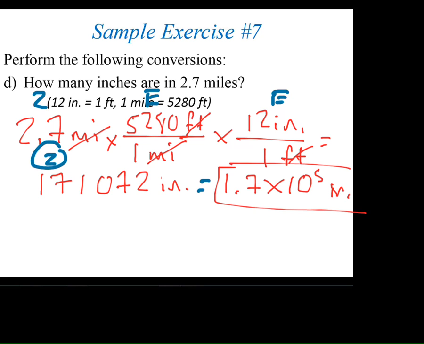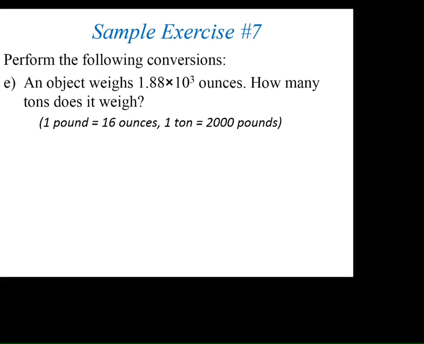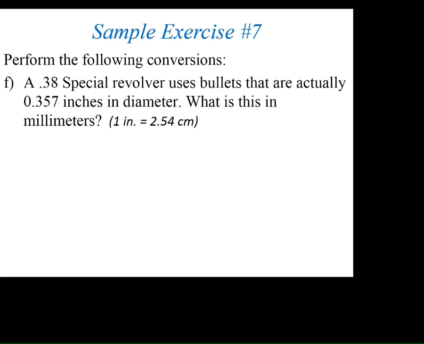Yeah, exactly. And I think I have some in here that are that way, so let's just try and do one of those right now. Let's see. Let's skip that one. Here we go. Okay, so try F. Jump down to F. Try F out, talk it over. You got a 38 special revolver. These bullets are actually 0.357 inches in diameter. What is that in millimeters?